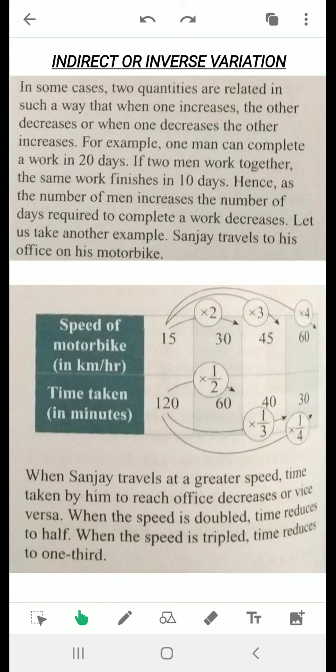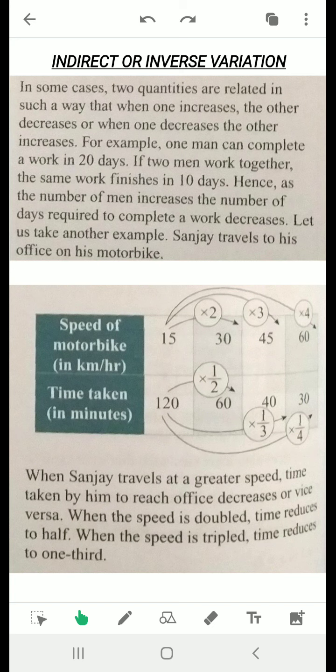If time increases, then speed will reduce. If time decreases, then speed will increase. So these kinds of proportions are indirect proportion or indirect variation. When one quantity is increasing, the other quantity will decrease. So these are the cases of indirect variation.